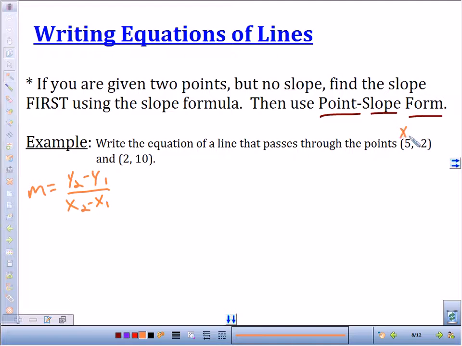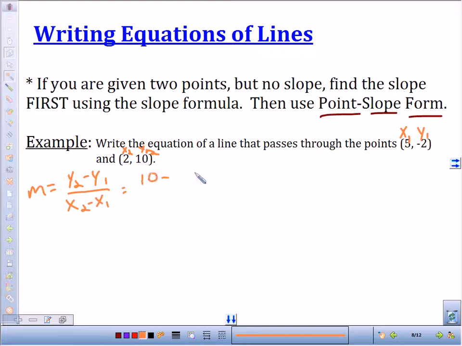I'm going to define my points. The coordinates of the first point, (5, negative 2), are 5 and negative 2. So x1 is 5, y1 is negative 2. For my other point, 2 is x2 and 10 is y2. I've defined my points, so I plug them in.